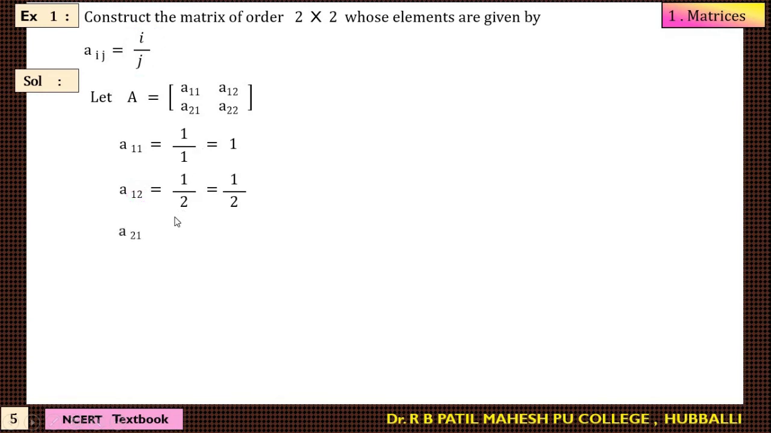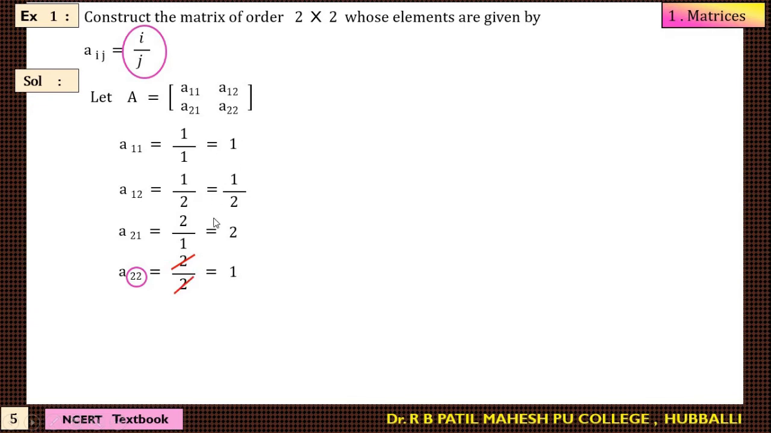Next A21. In this element, the subscript is 21, and this 21 is used in this formula, taking i value 2 and j value 1. It is 2 upon 1, its value is 2. And last element, A22. So in this element, the subscript is 2, 2. i is 2 and j is 2, and it is operated using this i upon j. That is 2 upon 2. It cancels and you will get 1.